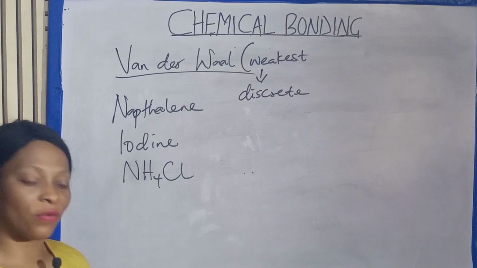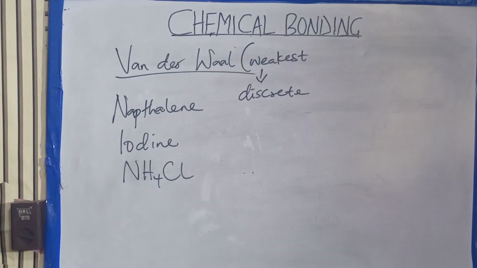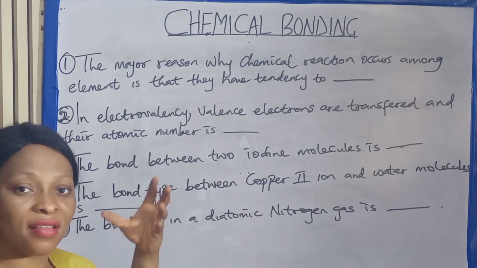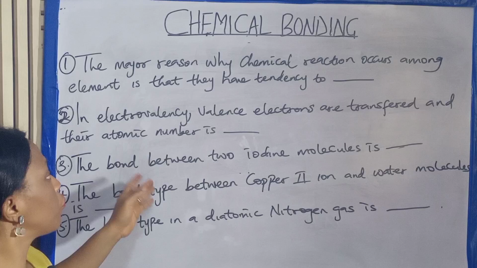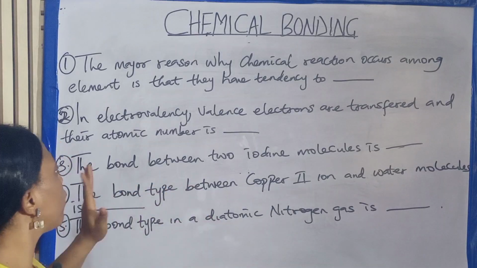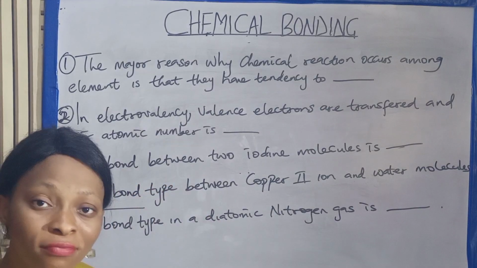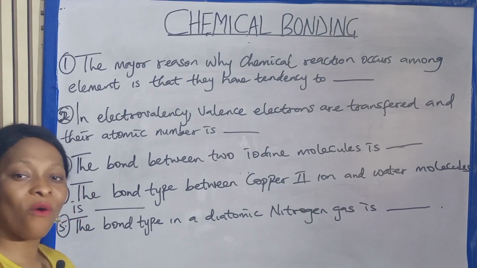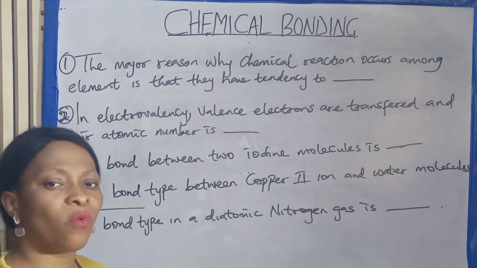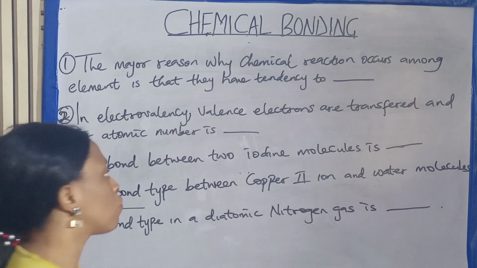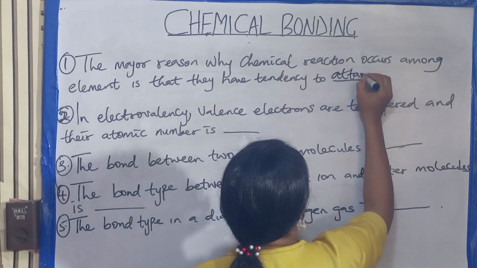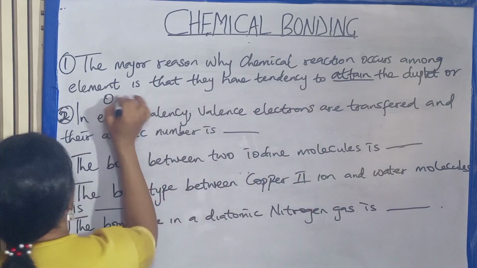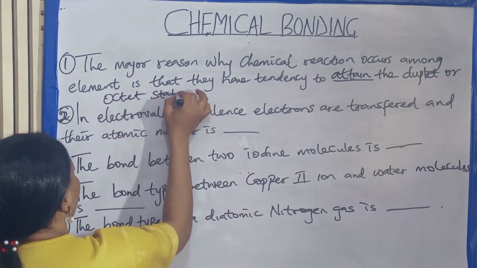Now, let's move over to the questions. These questions were taken from past questions of the previous years' exams. So, number one says the major reason why chemical reactions occur among elements is that they have a tendency to attain the duplet or octet state for stability. What is the main reason why elements react? They react to attain the duplet or octet state of stability.